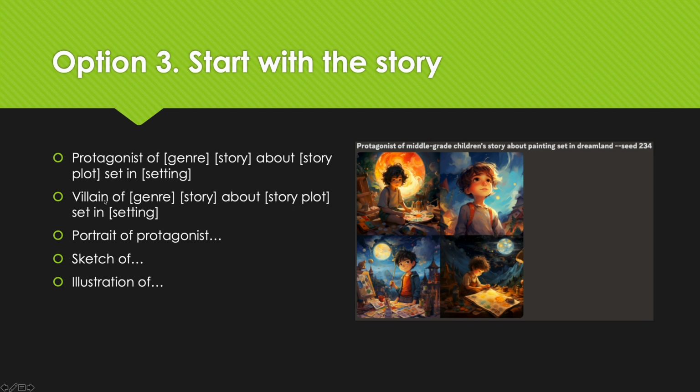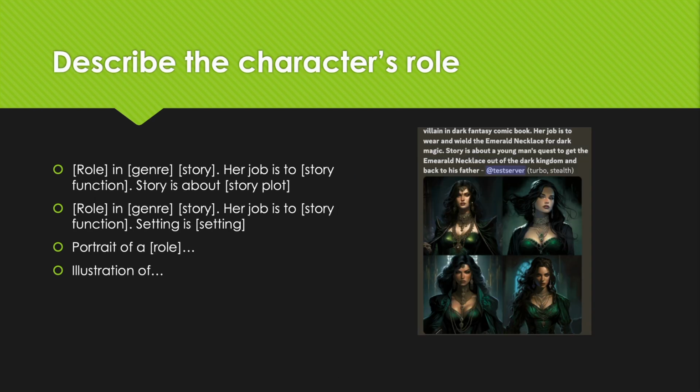He can also be a villain, a sidekick, a deuteragonist. If you want to know what a deuteragonist is, it's a secondary villain. So an antagonist is Voldemort, a deuteragonist is Draco Malfoy. So that's another example. You can also describe the character's role in genre story. Her job is to, and then story function, story is about, and then you add the story plot.